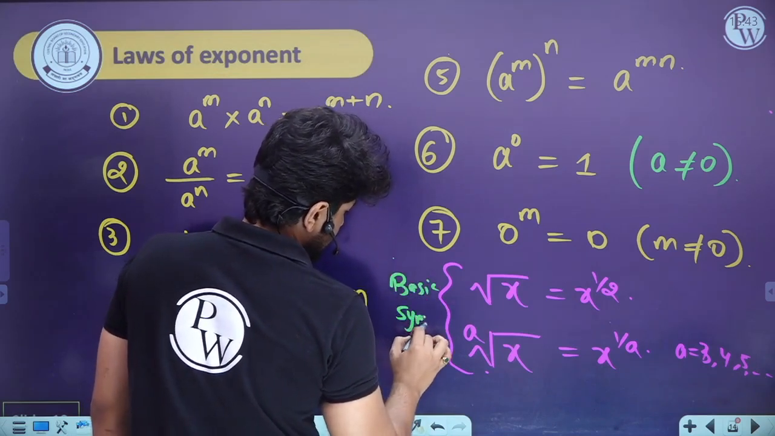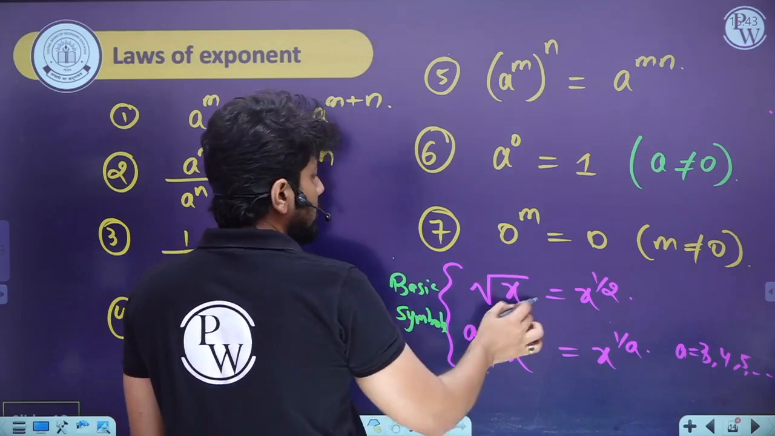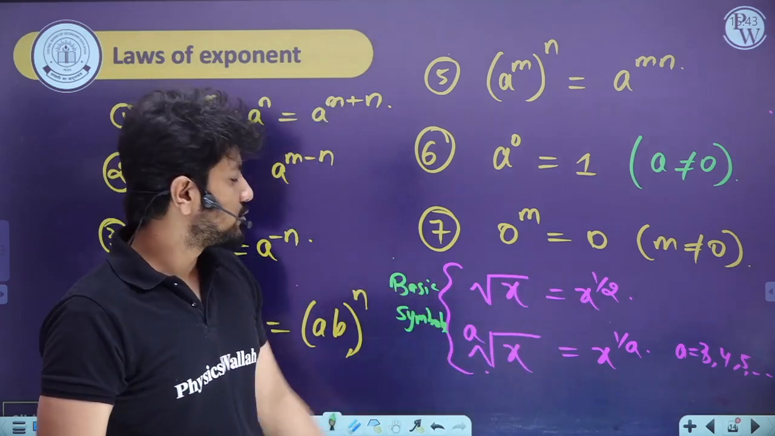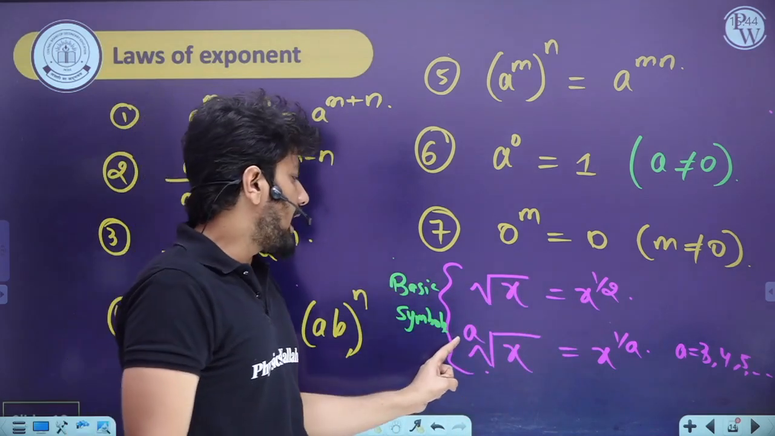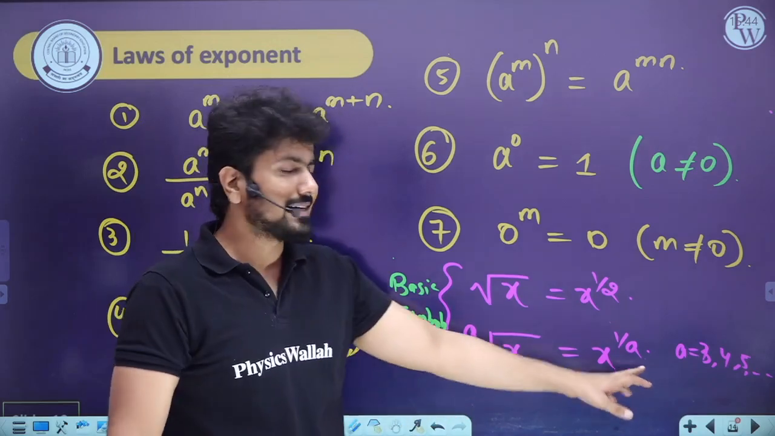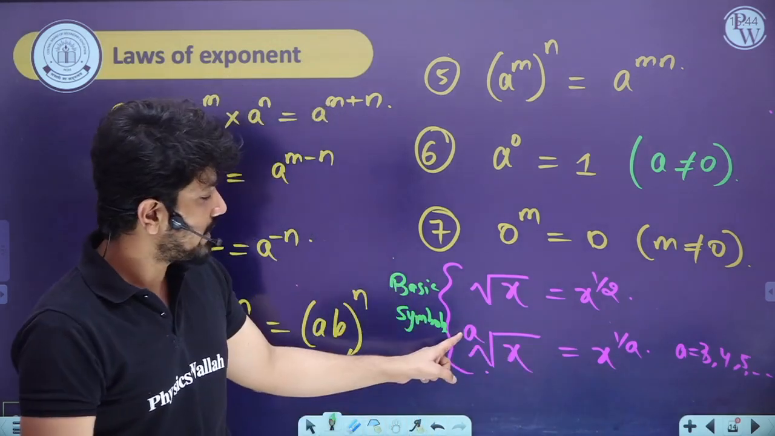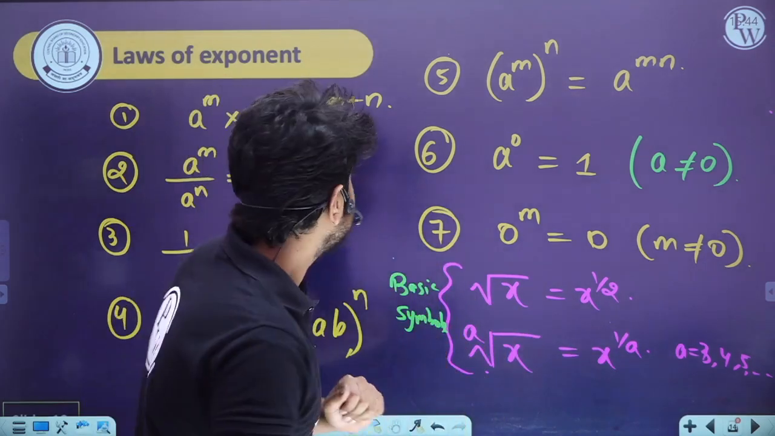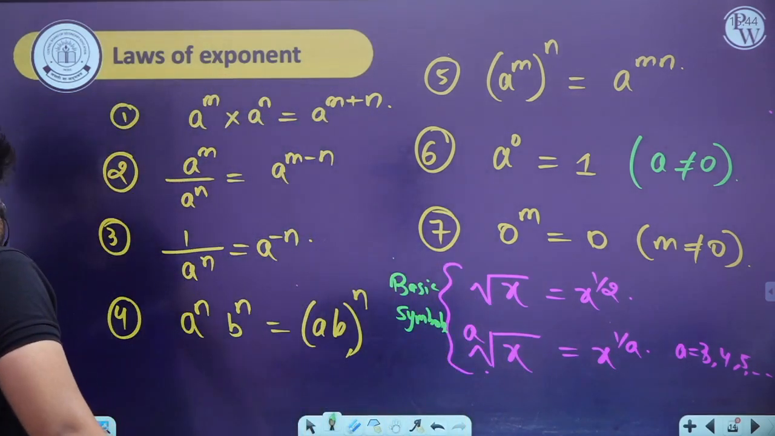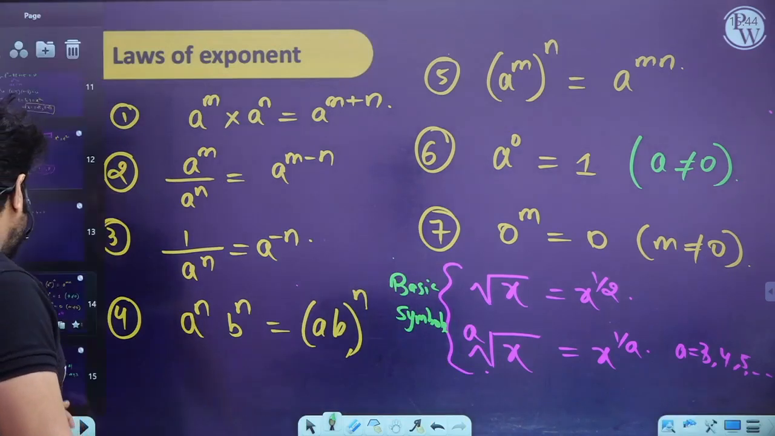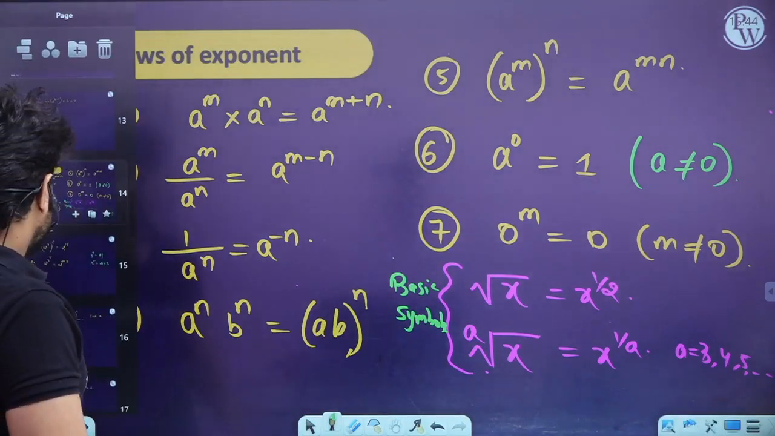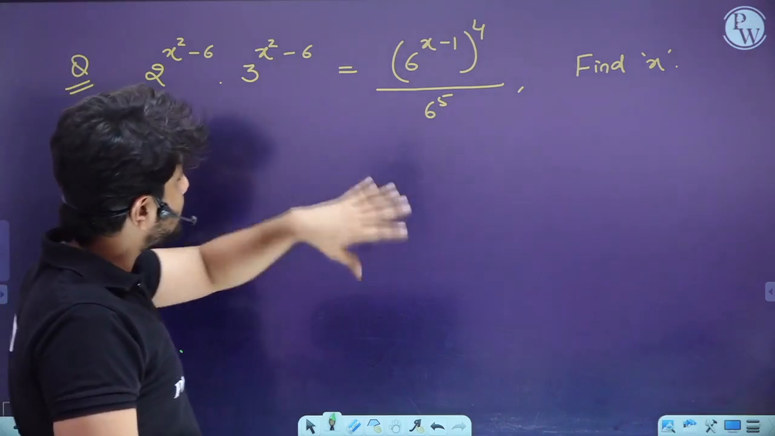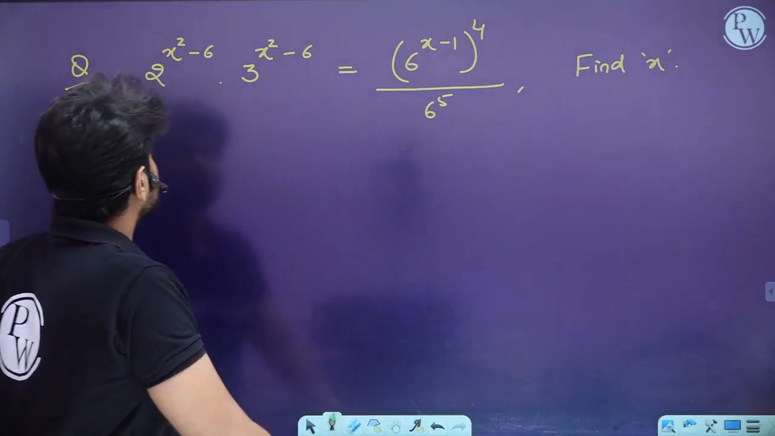Basic symbols. Okay. So under root of x, that means x raised to the power 1 by 2. If we have a number over here, this means x raised to the power 1 by a. Suppose if we have 3 over here, this means x raised to the power 1 by 3. These are basic laws of exponential. Now, we will be using these laws. First of all, let's try these laws in this basic equation.